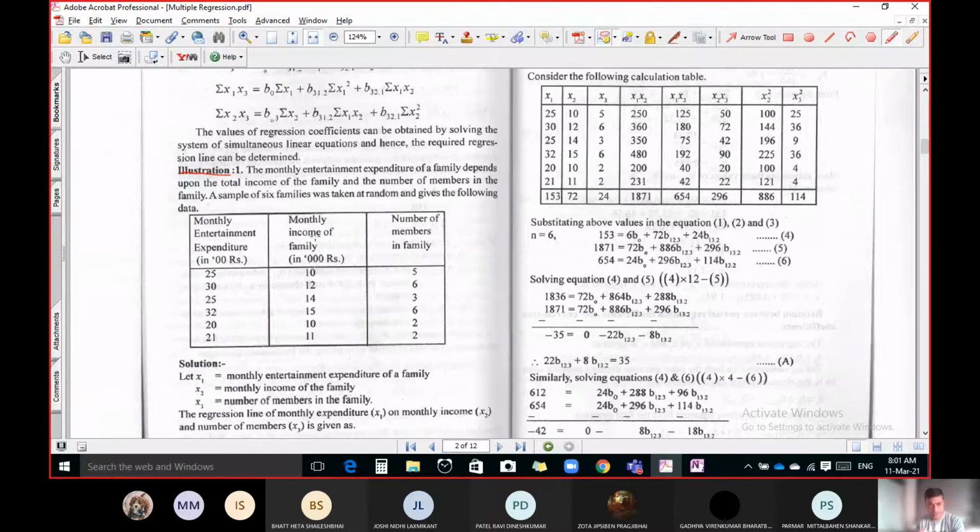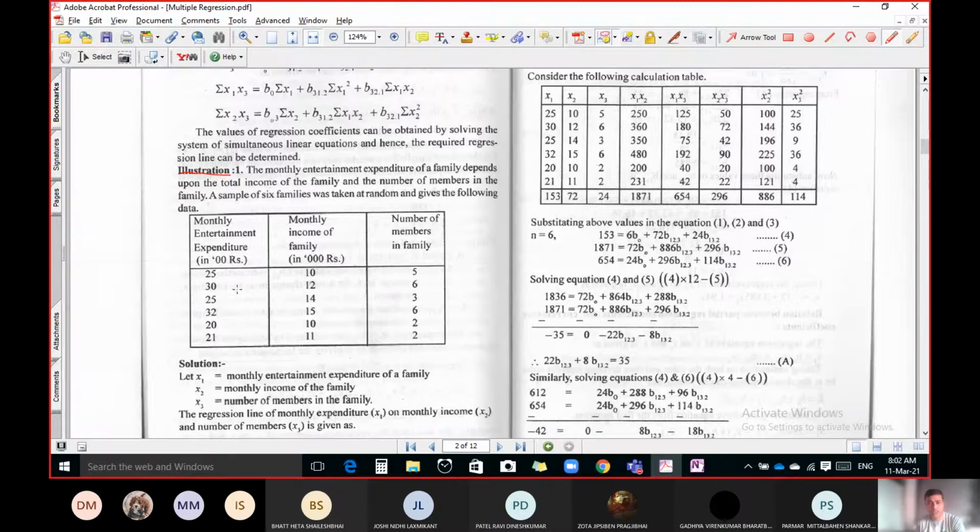See the data. Monthly expenditure on entertainment is given for family 1 to 6. Income is given in terms of 1000, that means 10,000. So for the first family, the monthly income is 10,000 and expenditure on entertainment is 2500, and there are 5 members in the family. The second family has an income of 12,000 but expenses of 3,000, and there are 6 persons in the family. Like that we have the information.